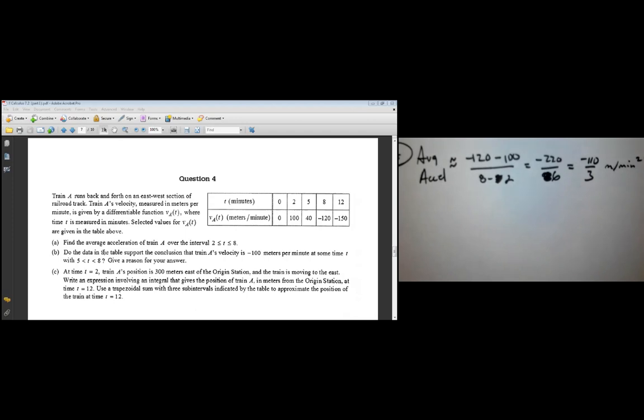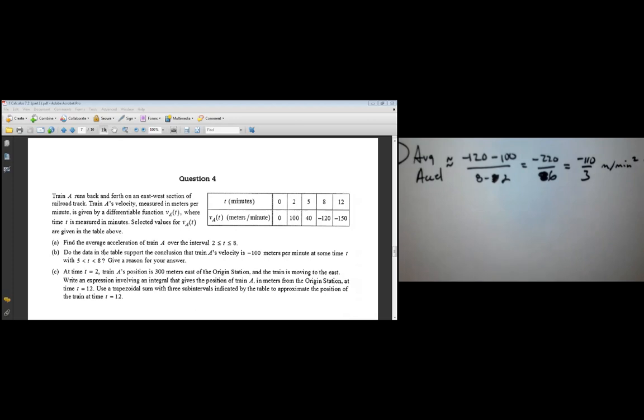Taking a look at part C, it says at time equals 2, train A's position is 300 meters east of the origin station, and the train is moving to the east. Write an expression involving an integral that gives the position of train A in meters from the origin station at time equals 12. Use a trapezoidal sum with 3 subintervals indicated by the table to approximate the position of the train at t equals 12. Nobody understood a word that I just said. I understand that. Okay.